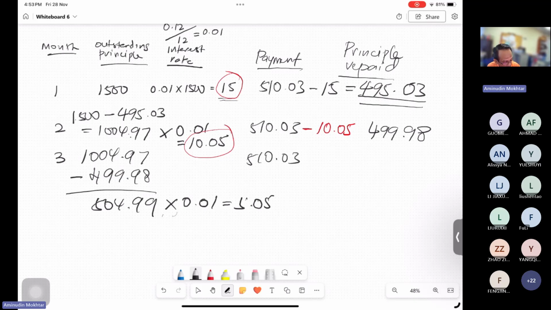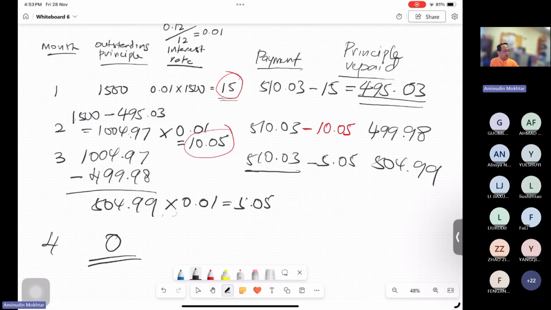Then at the end of month number 3, you need to pay back to the bank 510 ringgit minus 5 ringgit 5 cents. The amount of principal you pay is 504.99. After you paid 504 ringgit and 99 cents, your outstanding balance at the beginning of month number 4 is equal to 0. That's how the bank calculates your monthly repayment and the interest.